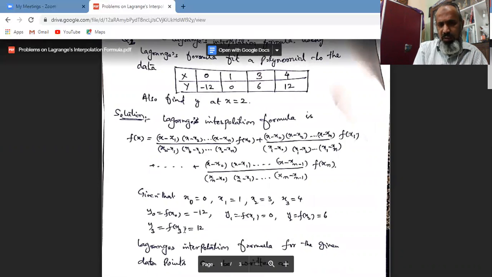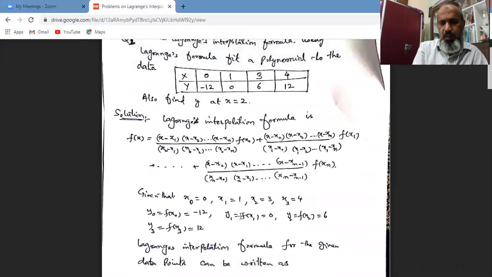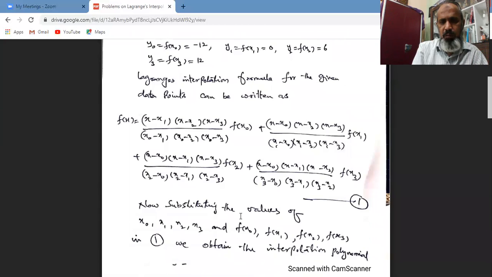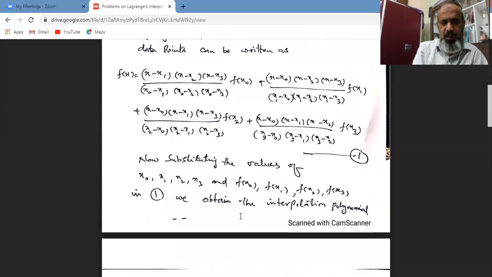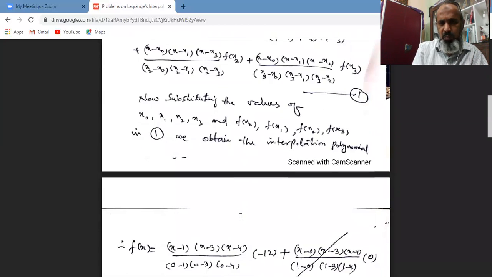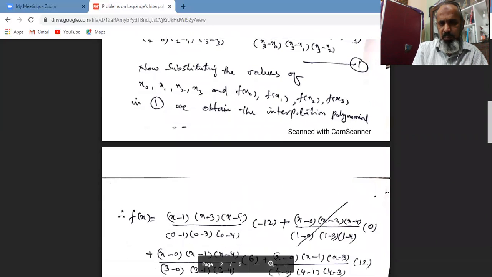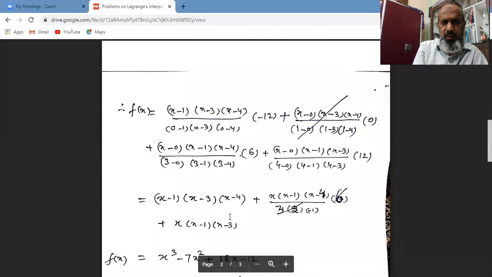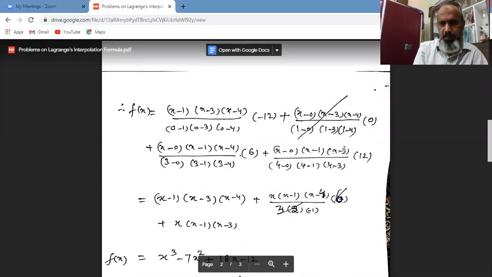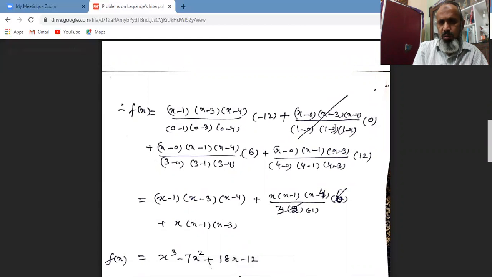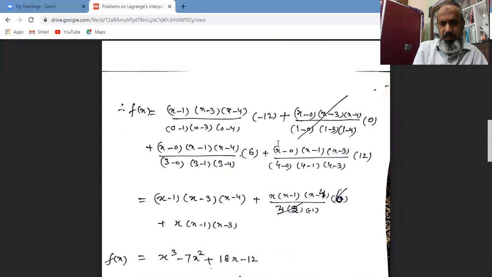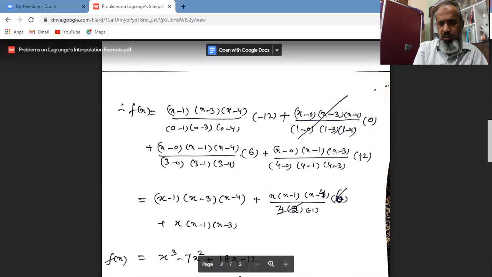So substituting these values in the given equation number 1, that is all the values x0, x1, x2, x3, f of x0, f of x1, f of x2, f of x3, we get f of x is equal to like that. So this is the f of x0 term, and f of x1 value is 0, so the whole second term will vanish. This is the third term and this is the fourth term.